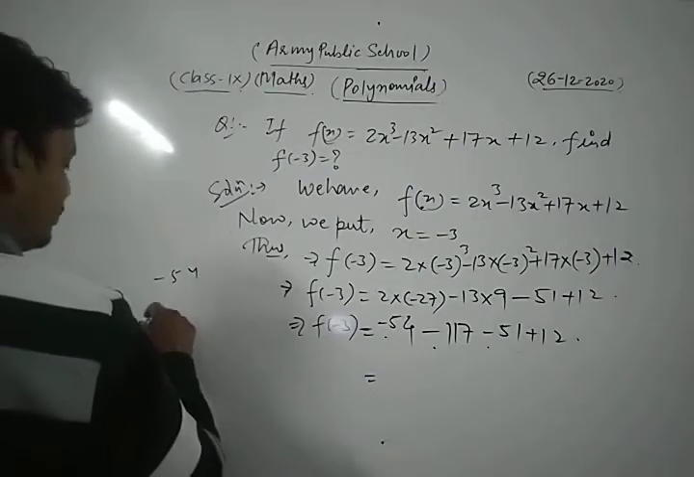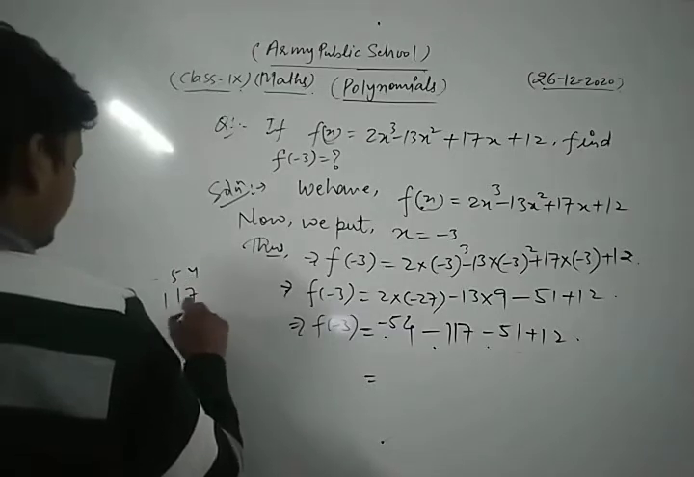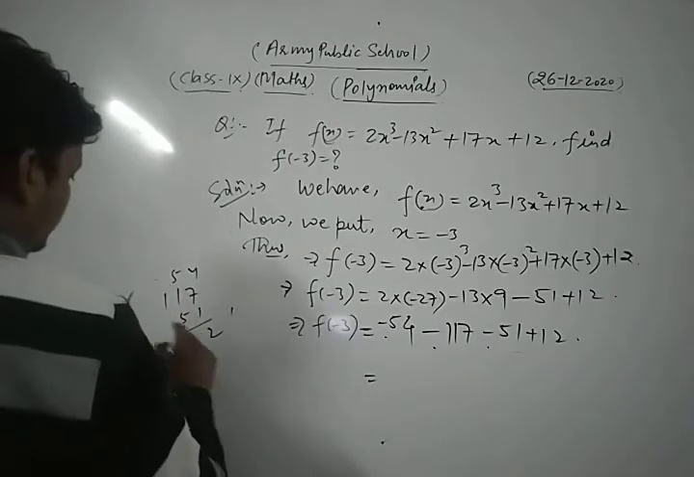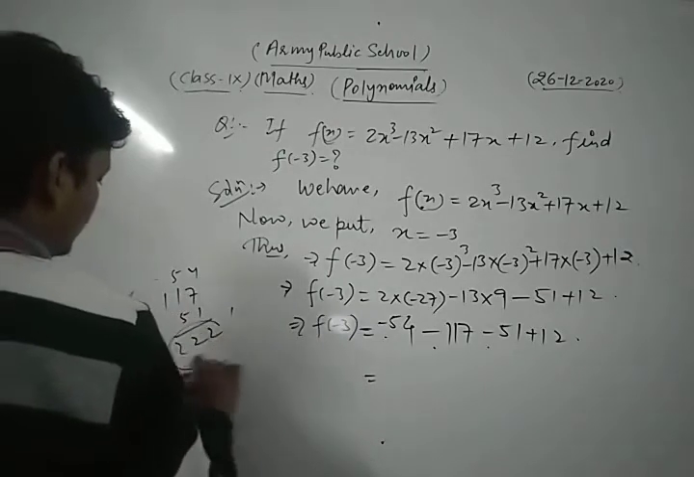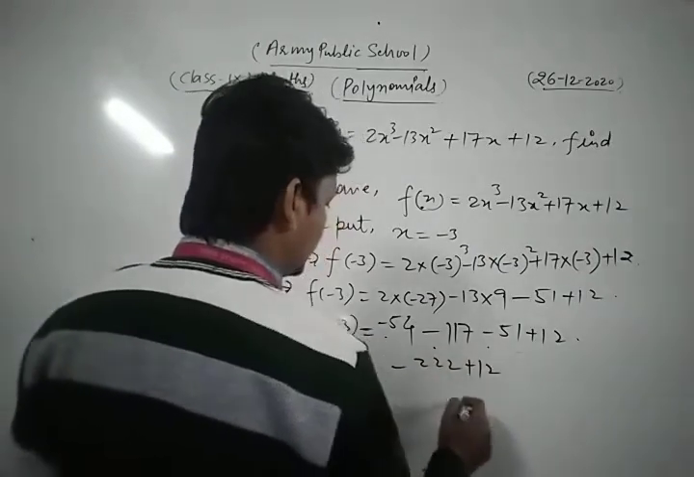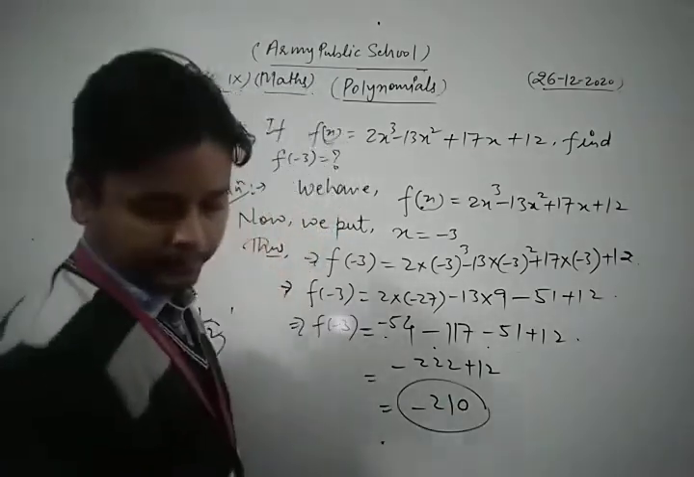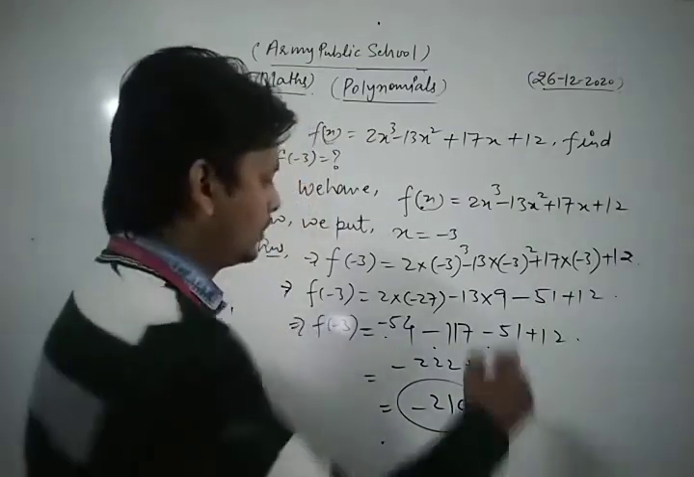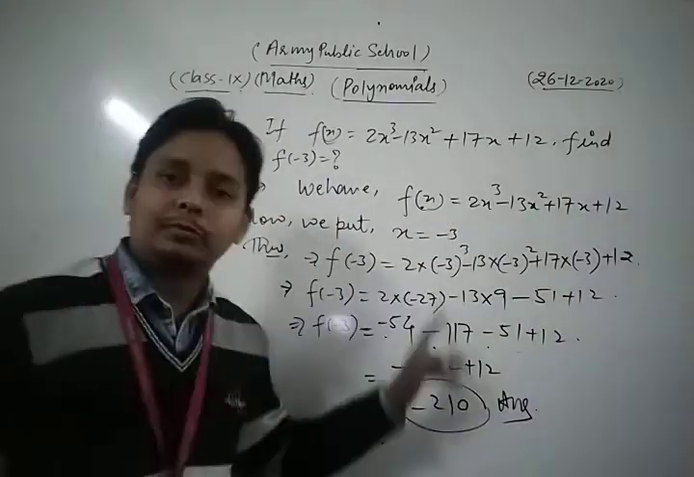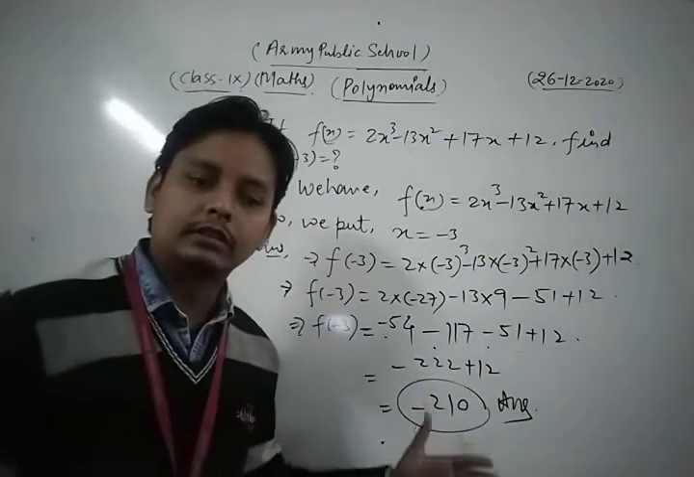Let's see, minus 54 minus 117, that is 51, so we get minus 222 plus 12, so we get what? Minus 210. Thus after solving that expression, we get the value of the polynomial at the point minus 3 is what? Minus 210. So this is our required solution of the given question.